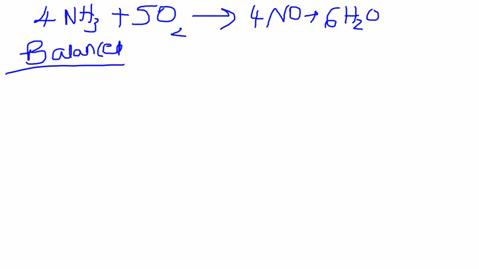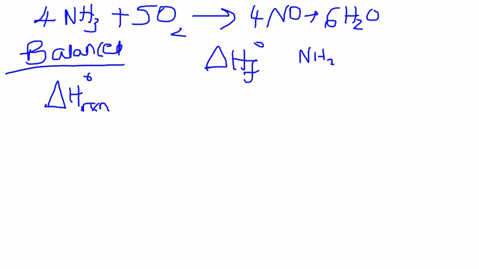We are supposed to calculate delta H0 reaction. In this case, we would be given delta H formation for each of the reactants as well as for the products. Now, from the book, I'm looking for ammonia. The number is negative 45.3 kilojoules per mole. Realize that the units for the delta H formation are per mole, because it's the amount of heat associated with generation of 1 mole of the product. So for ammonia, this is a per mole number.